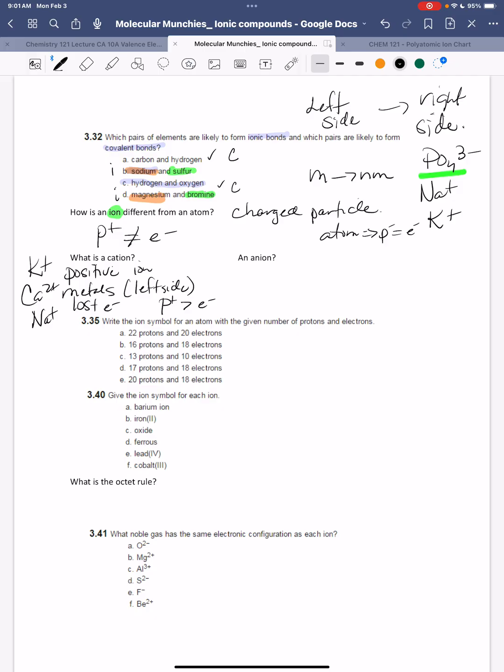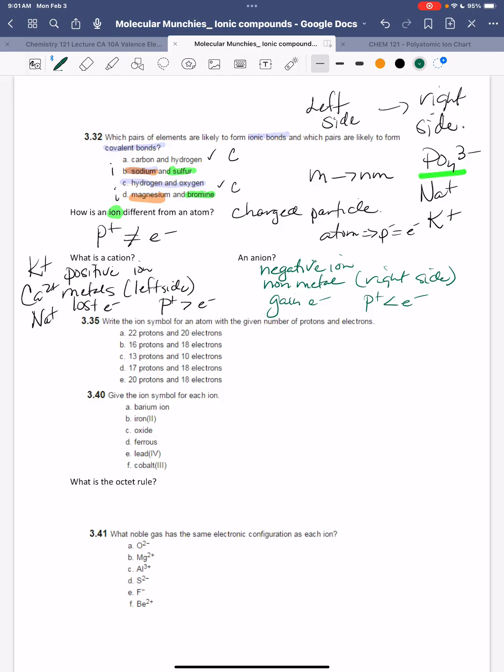So then you can maybe understand that an anion is going to be a negative ion, that it's going to be a non-metal, and it's going to be on the right side of the periodic table. And it has gained electrons, and so it has more electrons than protons. And again, the whole idea behind what these guys are doing is they are trying to achieve stability, and they're doing it by gaining electrons or losing electrons.